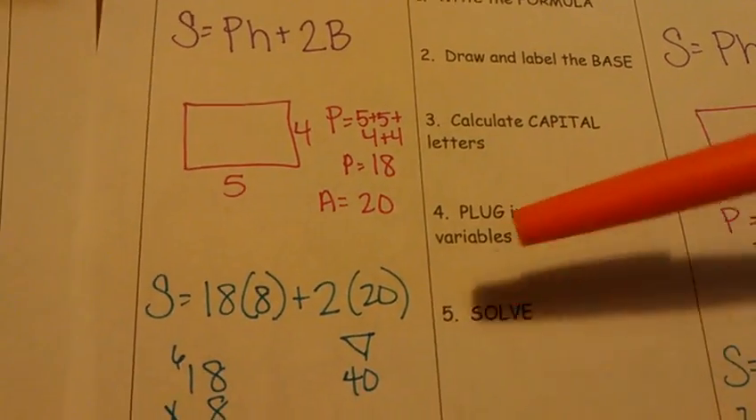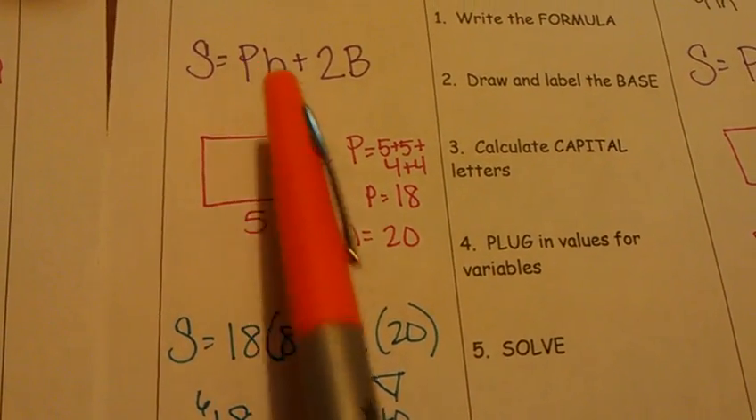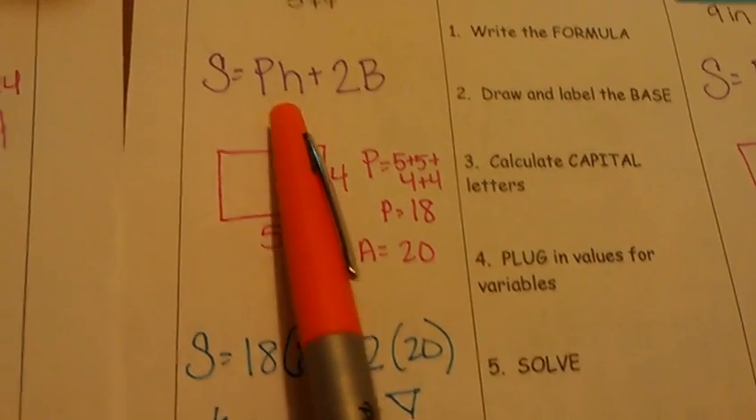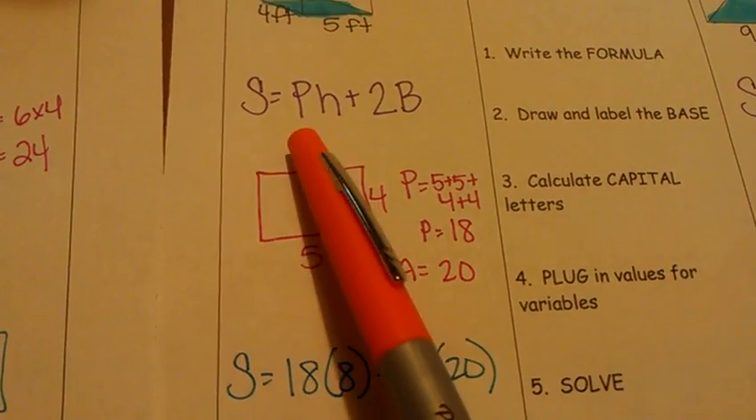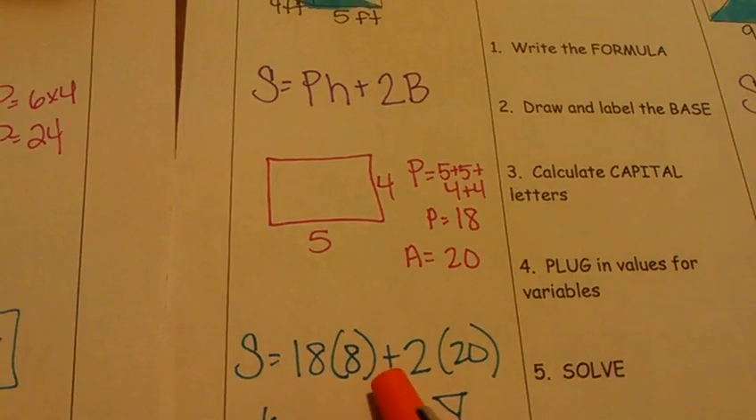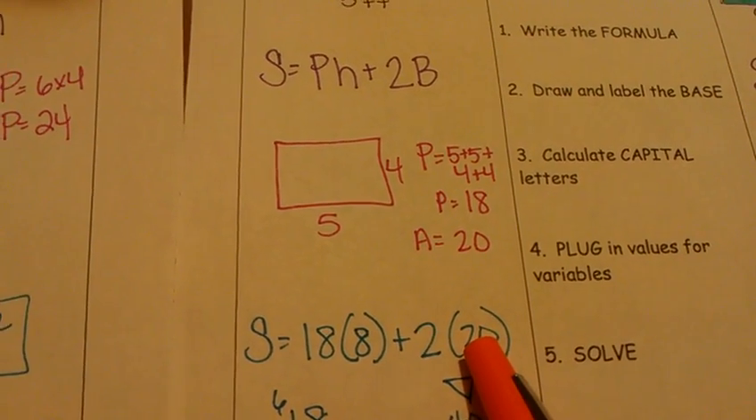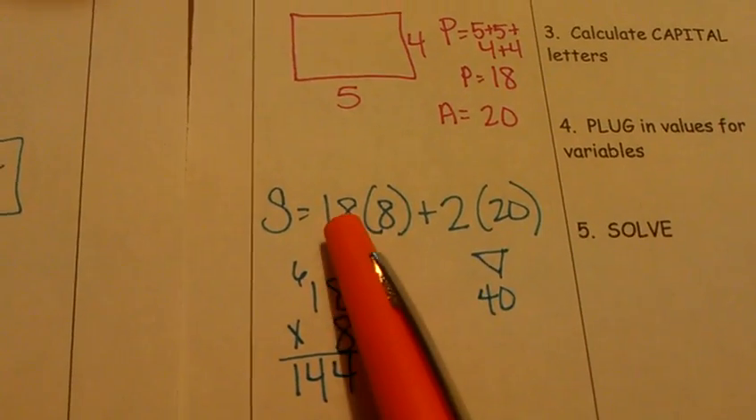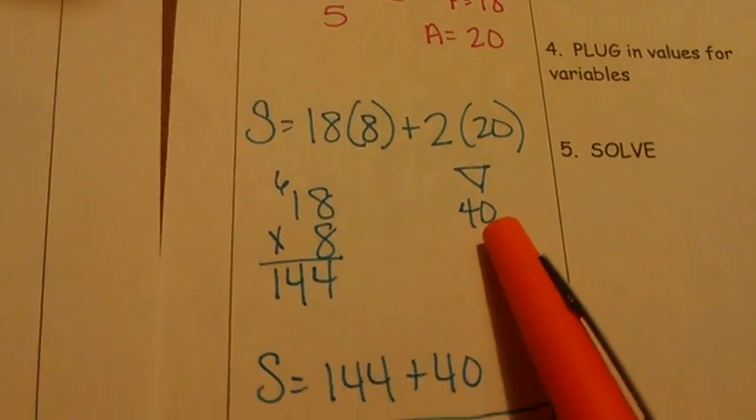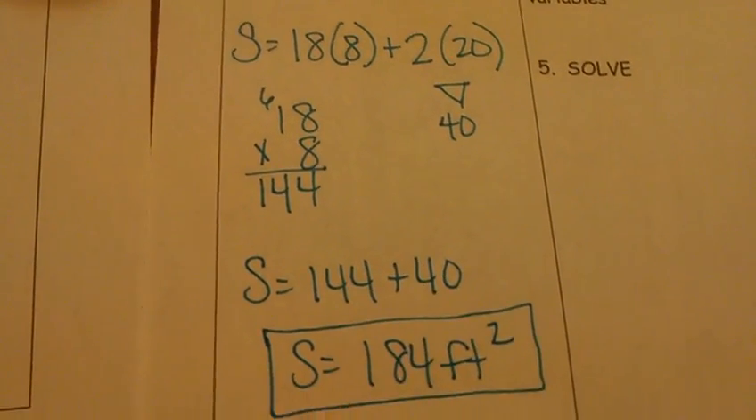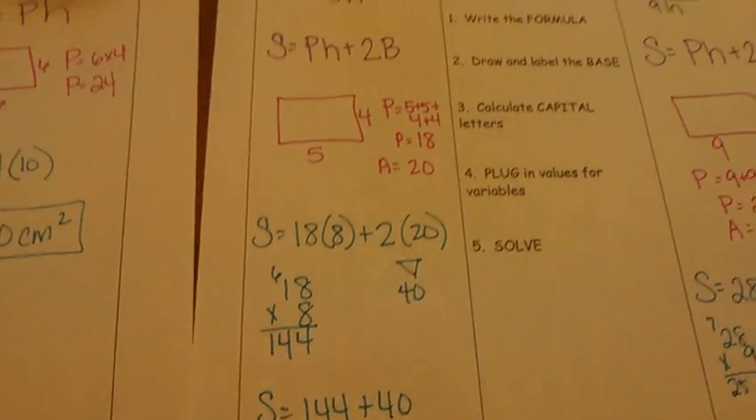Okay, step number 4, plug in your values. 18, where did I get 18? Because it's the perimeter. Capital P, perimeter, 18. Times the height. Come over here. Height connects your 2 bases. So capital P times H, perimeter times height, plus 2 times capital B, area of the base. Area of the base is 20. So I've got my numbers plugged in. Now I need to solve. 18 times 8. 18 times 8 is 144. 2 times 20 is 40. So if I take 144 and I add 40, my total surface area is 184 feet squared.